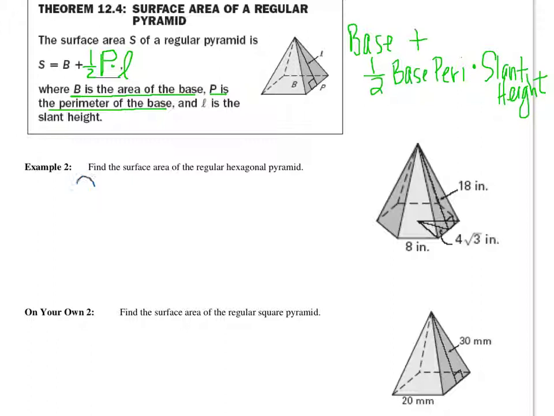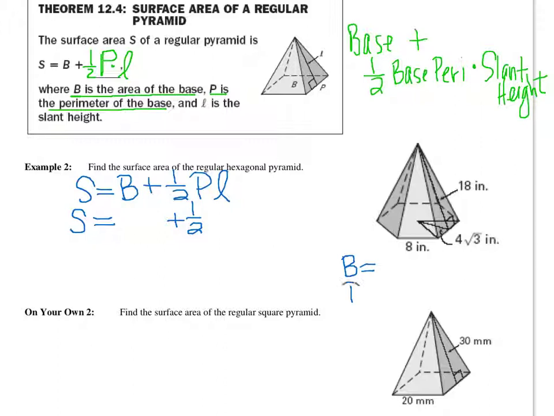So we're going to use our formula. Our formula here is S equals B, so my base area, plus half capital P, my perimeter of my base, times my slant height. Now looking at this, S equals, well I need to find B, so I'm going to put B here because I need to find B, plus half P, I can find that here, and then my slant height, they're going to give it to me right here, and that's 18. Okay, so let's look at our base first.